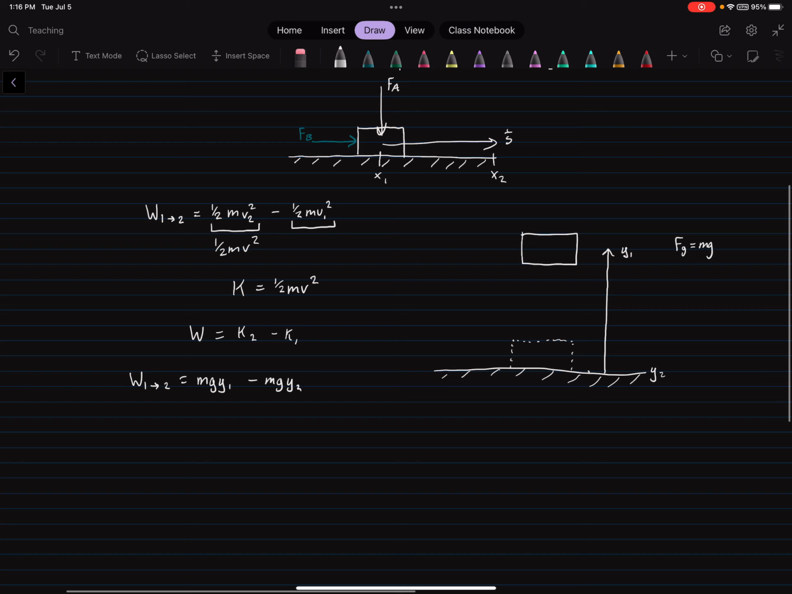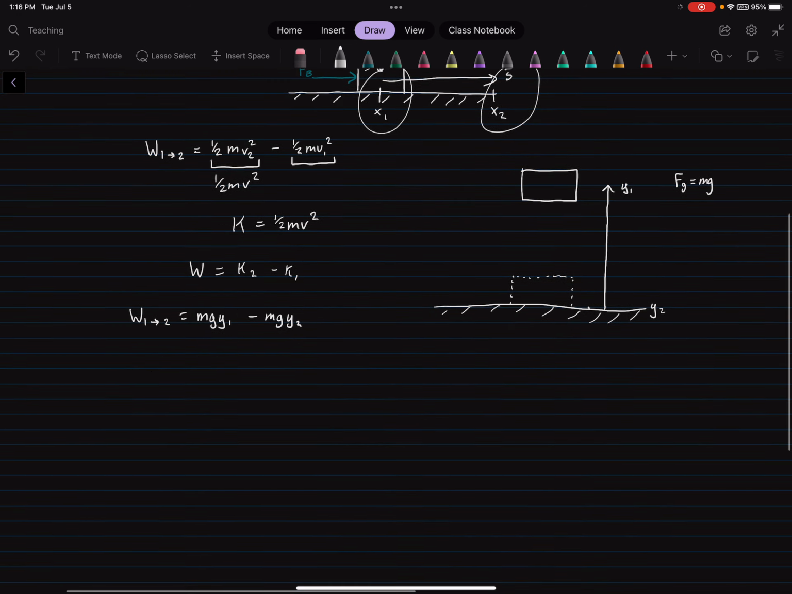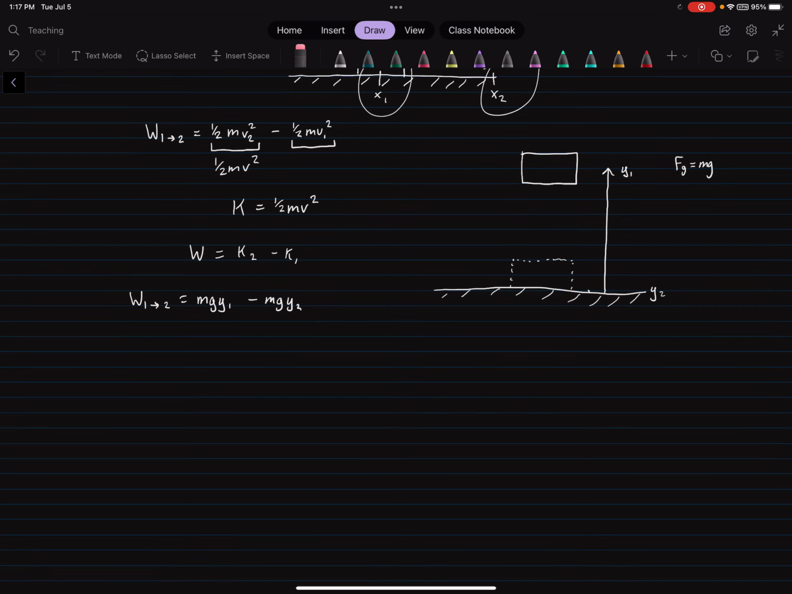So in this top one, kinetic energy, we have 1/2 mv2 squared minus 1/2 mv1 squared, right? 2 minus 1. The second position minus the first position. And that's natural because it goes from position 1 to position 2. So down here, the y subscript is different. Why are we going 1 minus 2 in this potential energy situation? Well, that's because we have designated the ground here to be 0, and we're measuring the position relative to the ground.